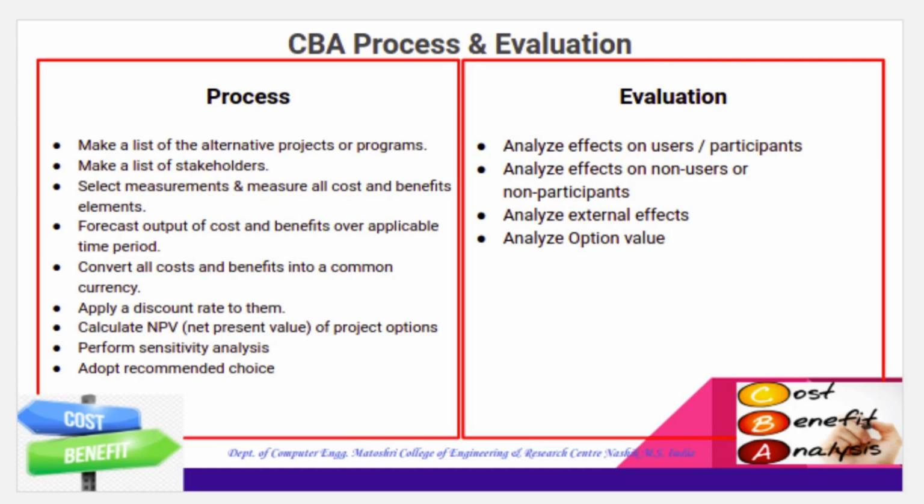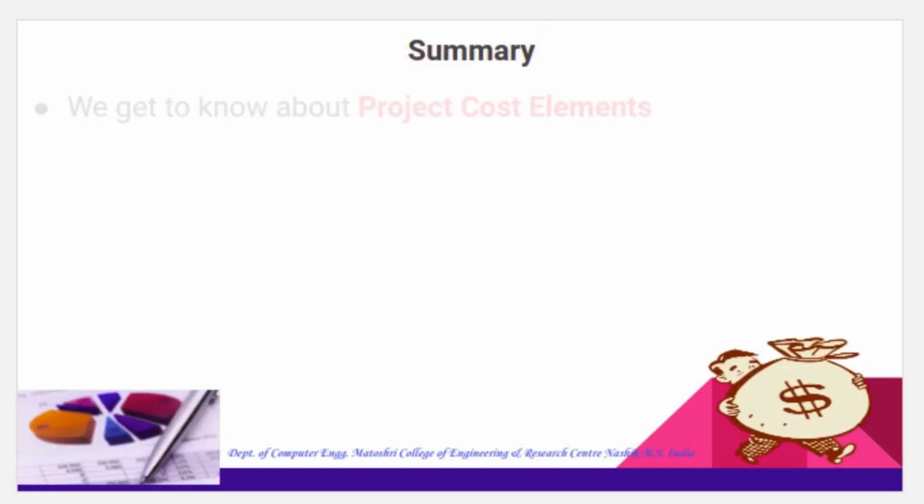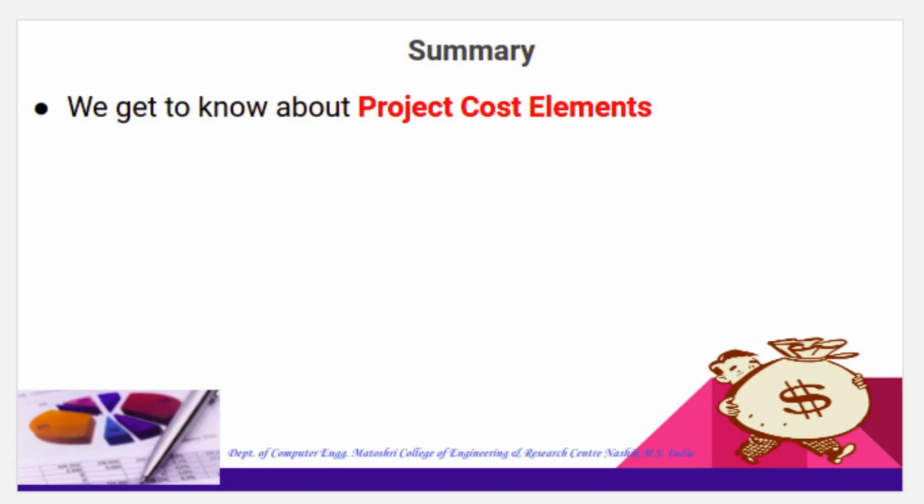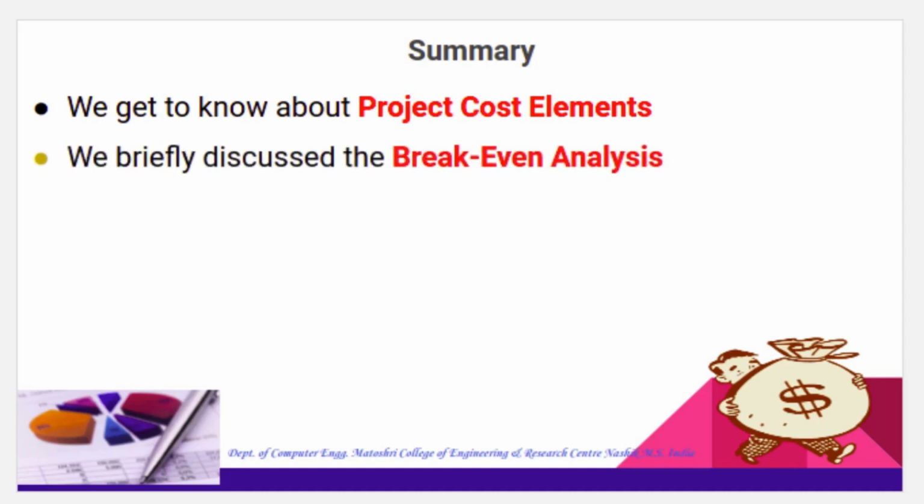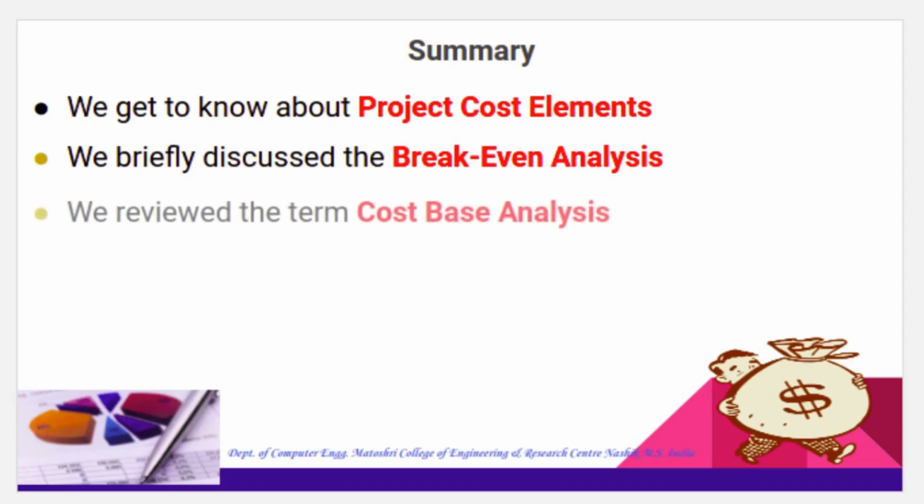So next we will summarize our today's session. By all the discussion we get to know about project cost elements. We understand the fundamentals associated with cost for financial statements. We learn three types of cost such as matching cost, period cost, and product cost. We briefly discuss the break-even analysis in which we learn how to examine the margin of safety for an entity based on the revenue collected and its associated cost. We conclude our session with the discussion on cost-benefit analysis.